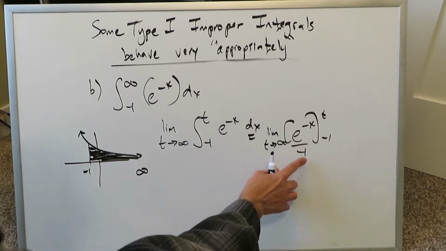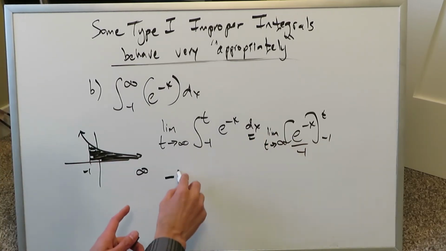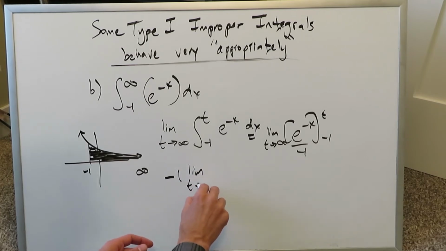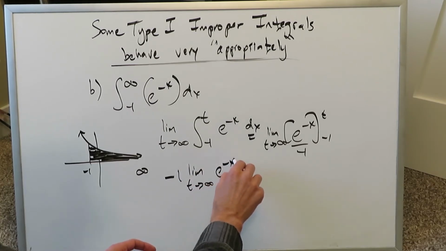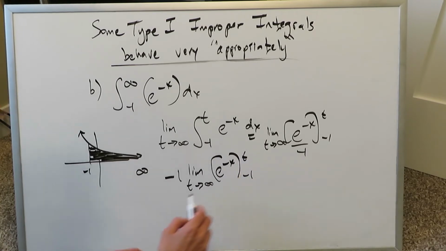And that's what we have. This minus can be brought outside. Minus 1. Then we can say limit as t approaches infinity. We are looking at e to the minus x from upper limit t to minus 1. Now let's plug in the limit. We'll put a minus 1 out here.